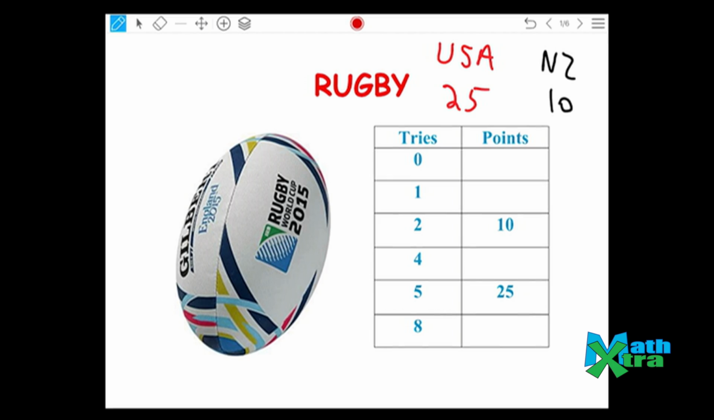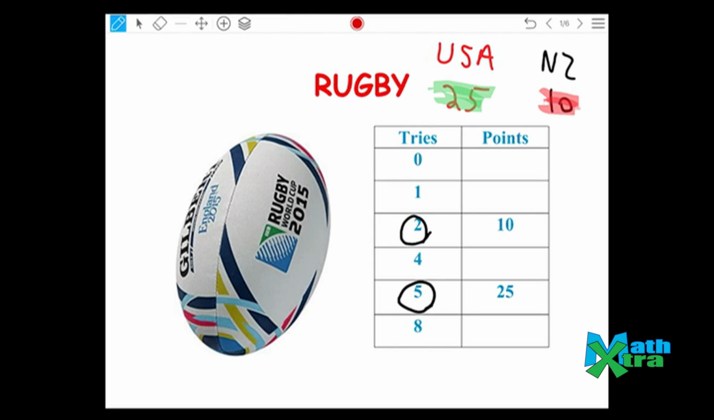We're thinking about a rugby game. There's a rugby ball. It looks kind of like a football, a little bigger, no laces. But let's say there was a game and the USA was playing against New Zealand. New Zealand has one of the best teams in the world in rugby. But the USA won. We had 25 points and New Zealand, they lost. They only had 10. So we know that the US scored 5 tries to get its 25 points. We also know that New Zealand scored 2 tries to get its 10 points.